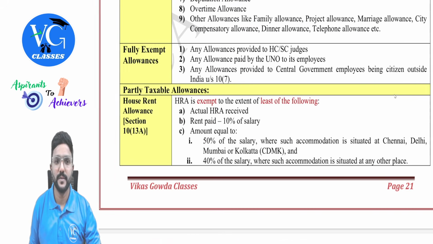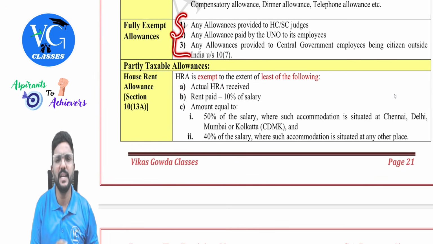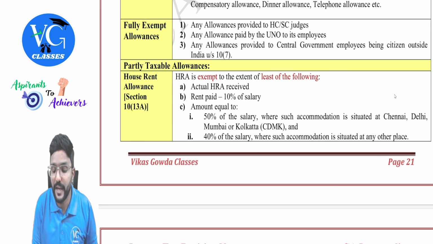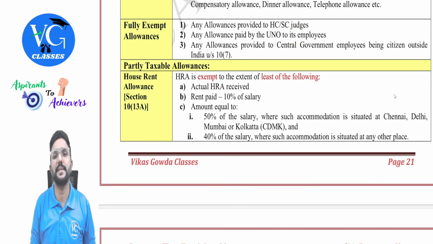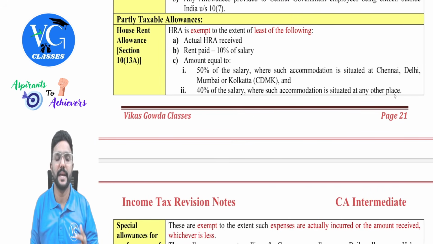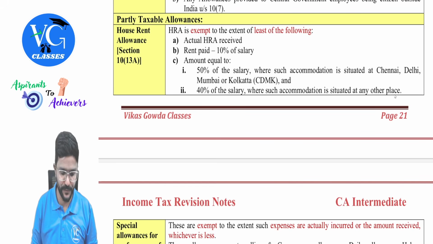Okay, sir. Fine. So these three allowances are fully exempt. And here, what is the allowance? They are not mentioned. But please be careful. Who is the receiver, you see? For them, any allowances they are receiving is fully exempt, guys. Okay, sir. Then, next one is partly taxable or partly exempt allowances.